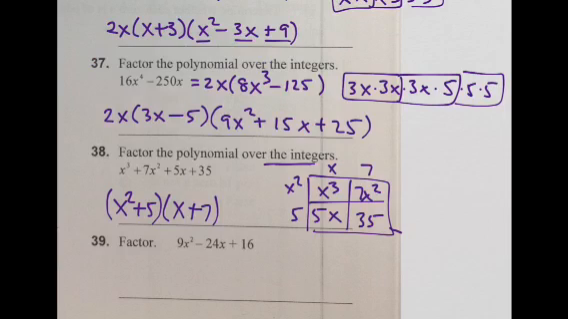Now on 39, I notice it's a trinomial, a quadratic. I also notice that this is a perfect square and this is a perfect square. So the square root of 9x squared is 3x. The square root of 16 is 4. And 3 times 4 is 12. And when you double 12, you get 24. So then that tells you that you could factor it like it is a perfect square trinomial. And you could factor it like that. And the reason that you have a negative there is because of that negative right there.